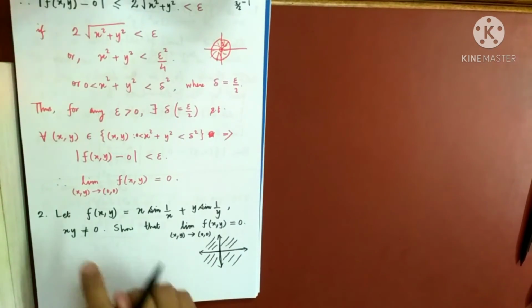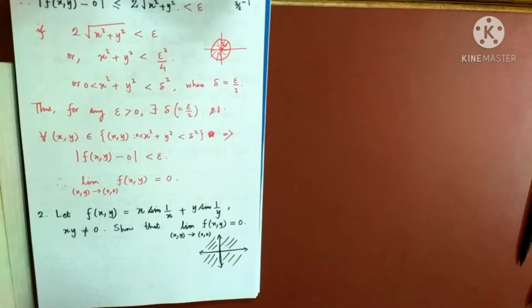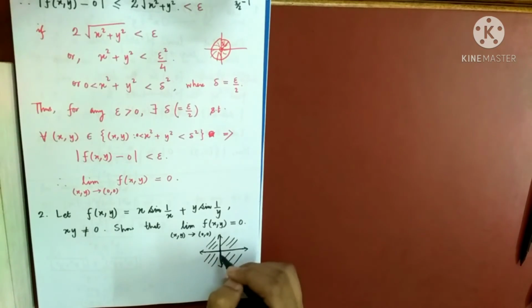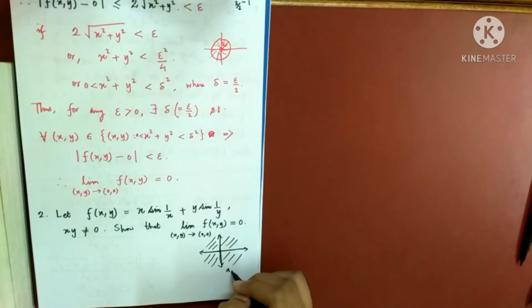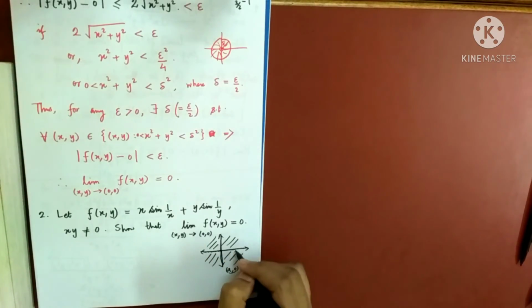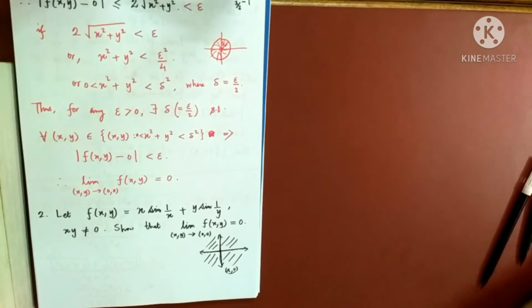Okay, so you don't have all those points whose product is 0. For any point on the x-axis, it is of the form a comma 0, so their product will be 0. So those points will not be there in the domain, and again these points will not be there in the domain. The domain is everything except 0, 0. Again you clearly see that 0, 0 is the limit point.